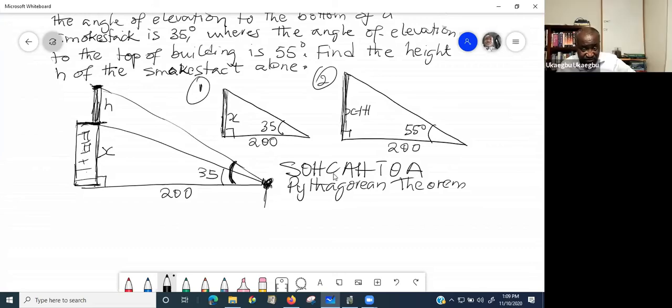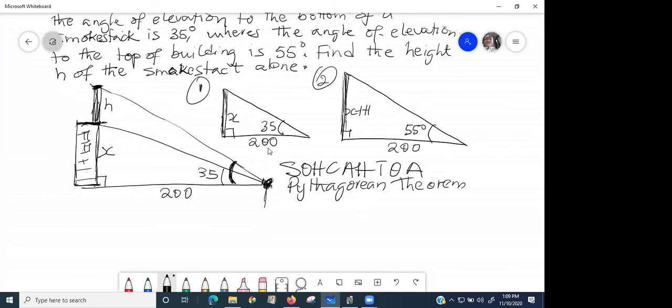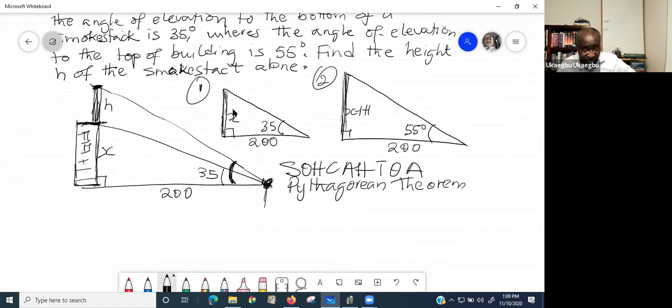How about cosine? Cosine is adjacent over hypotenuse. So do we have an adjacent? Yes, we do have an adjacent. That's the 200. Because if you're looking at this triangle, I hope everybody can see my mouse, this X is the opposite. Opposite is always the side that is facing the given angle. So this is also opposite, the one I am going up and down. So sine will not work, cosine will not work.